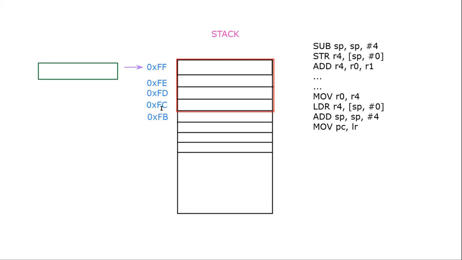If you want to preserve more values, you can decrease the stack pointer and store the value. And once you are done with the function, you have to load the values back to the registers, increase the stack pointer, release the space, and return. Clear?